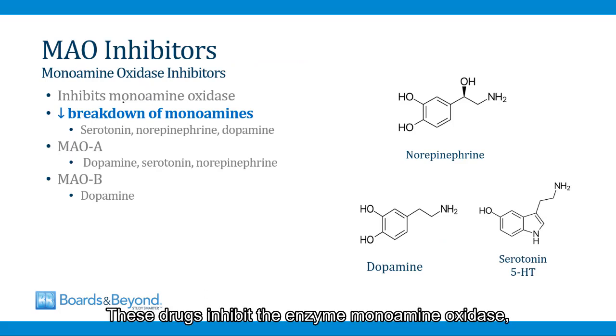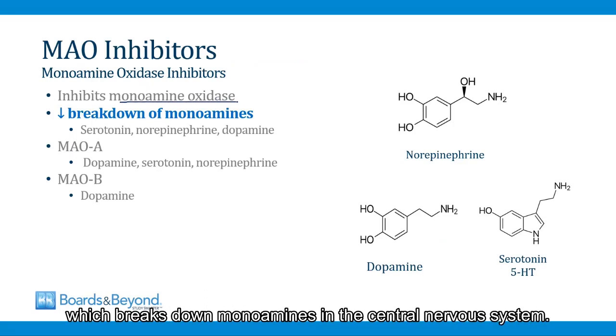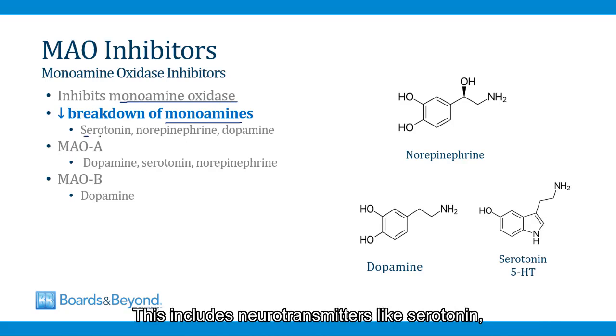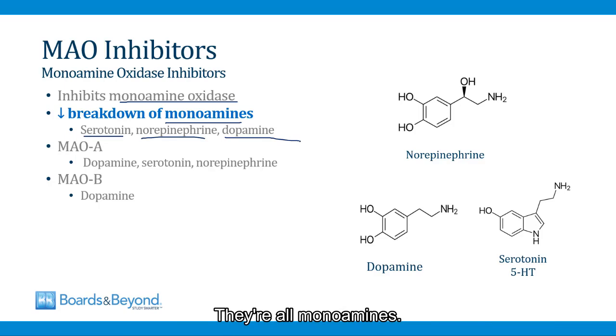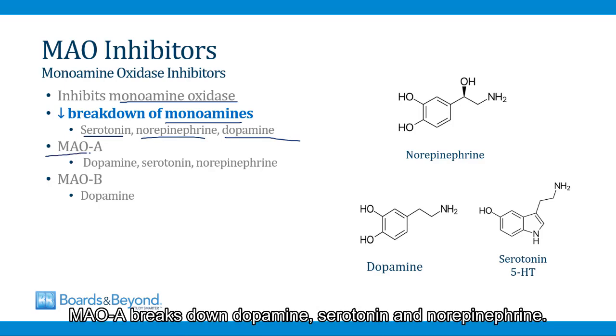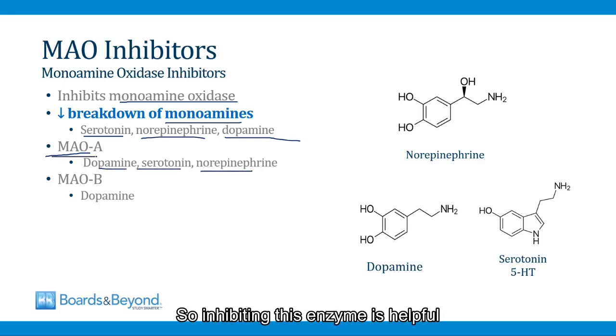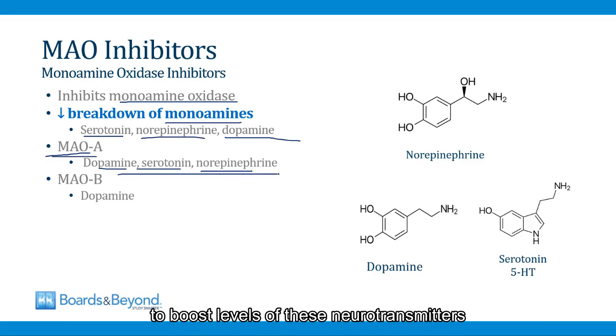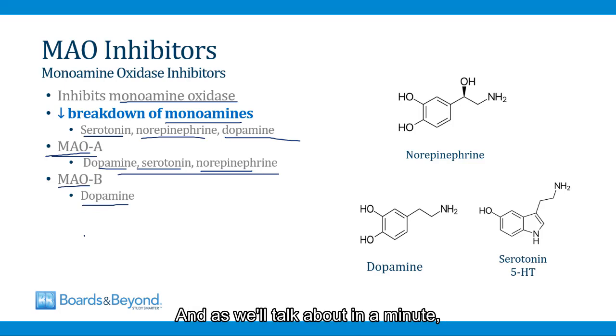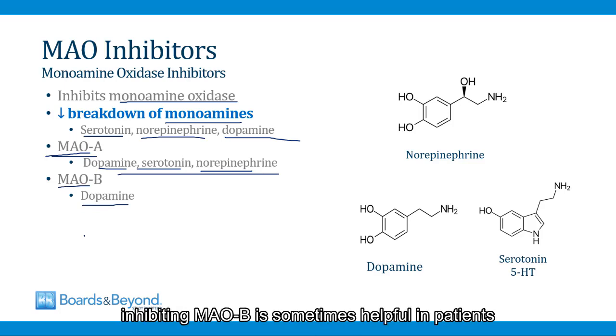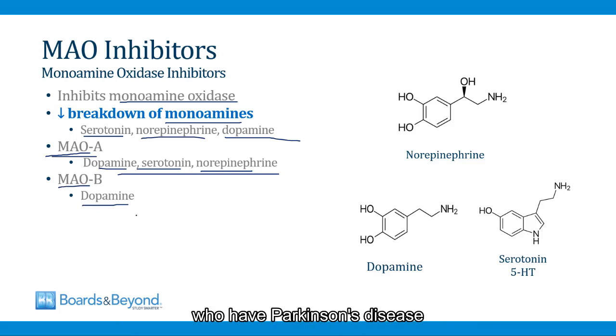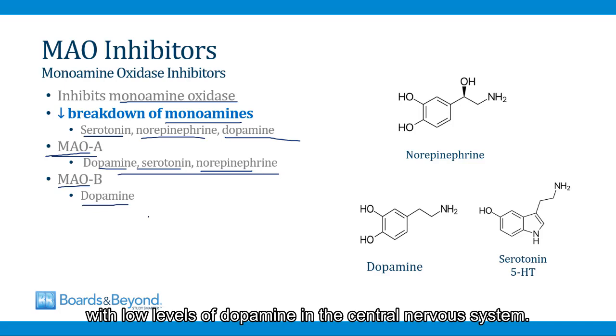These drugs inhibit the enzyme monoamine oxidase, which breaks down monoamines in the central nervous system. This includes neurotransmitters like serotonin, norepinephrine, and dopamine. They are all monoamines. There are two important MAO enzymes. MAO-A breaks down dopamine, serotonin, and norepinephrine, so inhibiting this enzyme is helpful to boost levels of these neurotransmitters in patients with depression. MAO-B breaks down only dopamine, and as we'll talk about in a minute, inhibiting MAO-B is sometimes helpful in patients who have Parkinson's disease with low levels of dopamine in the central nervous system.